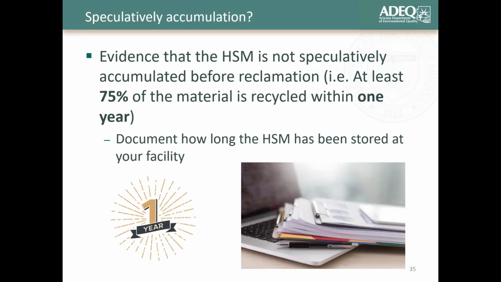Next, the HSM handler will have to document that the HSM is not speculatively accumulated before reclamation. The rule for avoiding speculative accumulation is to ensure that at least 75% of the material is recycled by the end of the calendar year. This can be done with a tracking sheet in Excel.